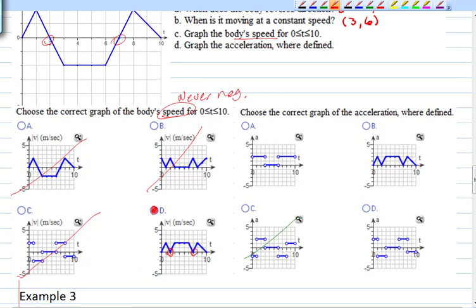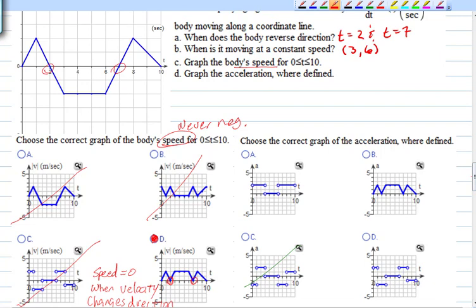So the correct answer choice is D. It's impossible for an object to go from forward to backward without having a speed of 0 at the point at which the direction changes. And this is a graph of the velocity, and we were looking for a graph of the speed. Basically what you do is you take the graph of your velocity and flip this negative part up.